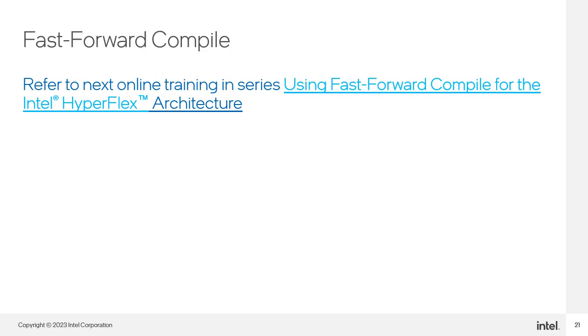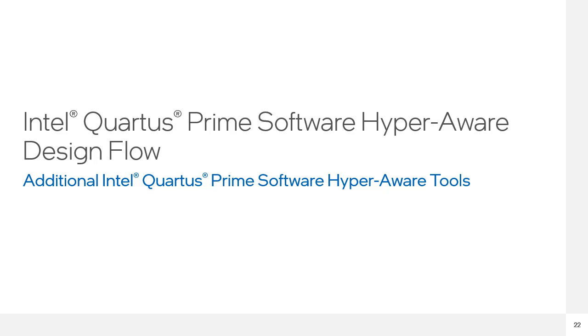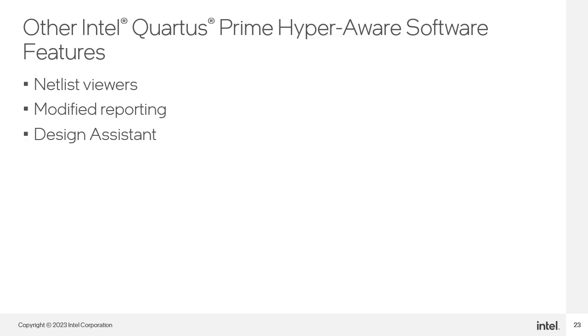In this next section, we will learn about some other tools in the Intel Quartus Prime software that will help analyzing the results of Hyperflex optimizations. Here we will talk about three features or tools: the netlist viewers, the modified analysis reports, and the design assistant.